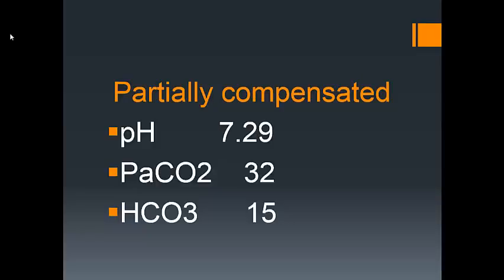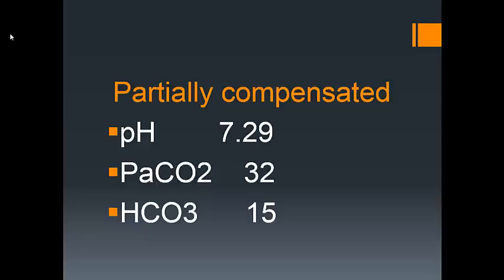Compensation, we have our abnormal pH. It's 7.29, and it's on the acidotic side of abnormal. Our PaCO2 is 32, which we know is abnormal, it's low, it's outside the range of 35 to 45, and it's alkalotic. Our bicarb, our HCO3, is 15. It's low on the acidotic side. It matches the pH. They are both acidotic.